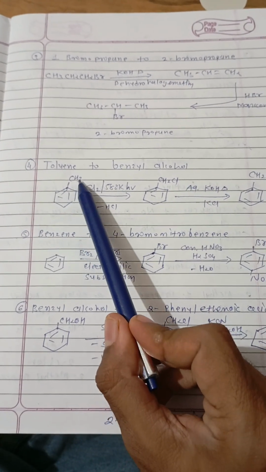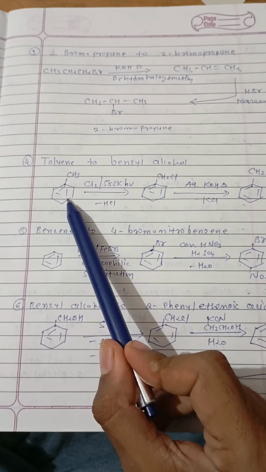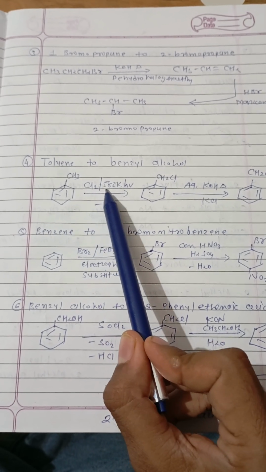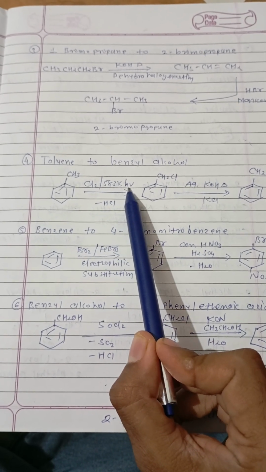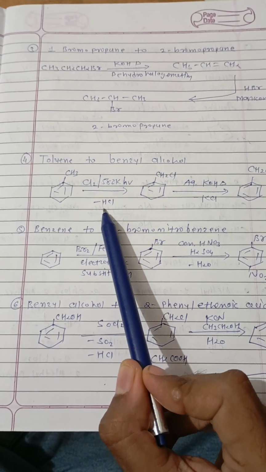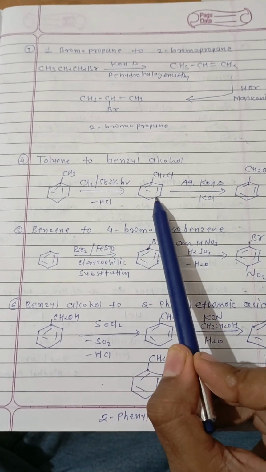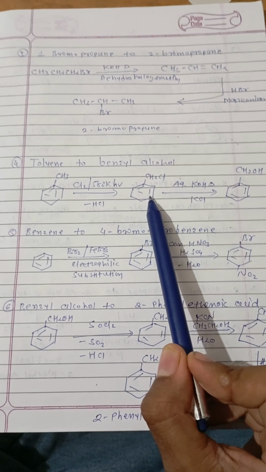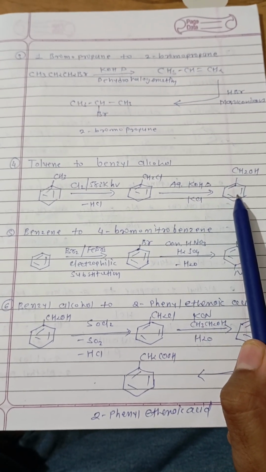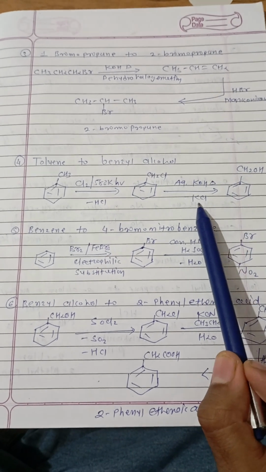Fourth reaction, toluene to benzyl alcohol. Simply, we have toluene, and chlorination happens at 583 Kelvin in the presence of UV light, either hv or sunlight. HCl is removed and will form benzyl chloride. This benzyl chloride reacts with KOH and will form benzyl alcohol by removal of KCl.